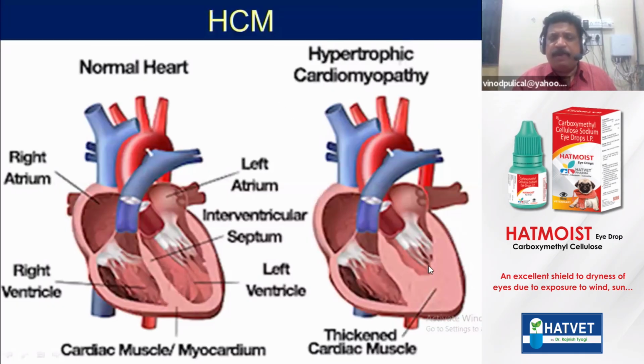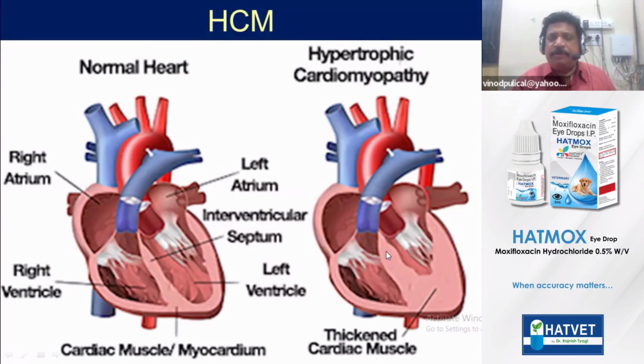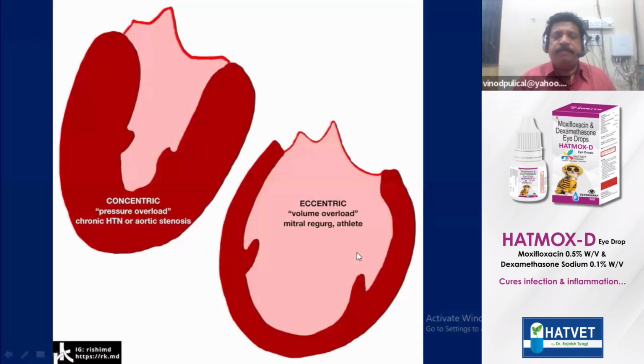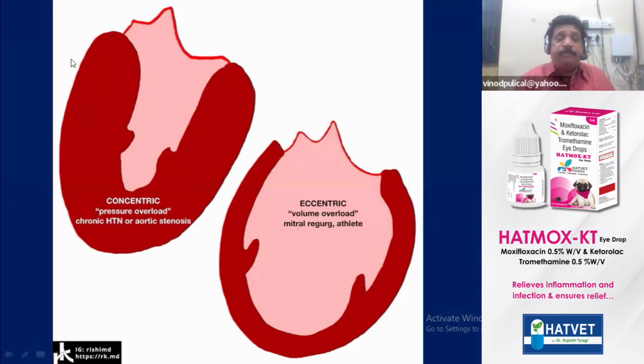And this is the normal heart. You can compare with the hypertrophic cardiomyopathy. You can see the hypertrophied left ventricular wall. This is LVH, left ventricular hypertrophy. Left ventricular hypertrophy can occur due to a mitral valve defect. Right ventricular hypertrophy can occur due to a defect in the tricuspid valve. Even left ventricular hypertrophy or right ventricular hypertrophy can occur in two different forms.